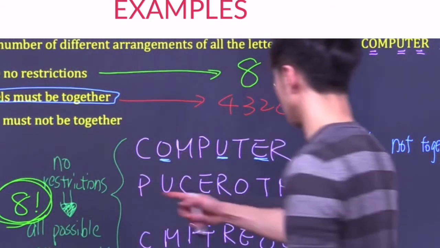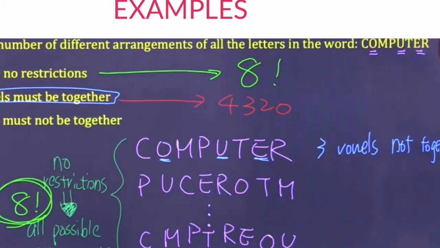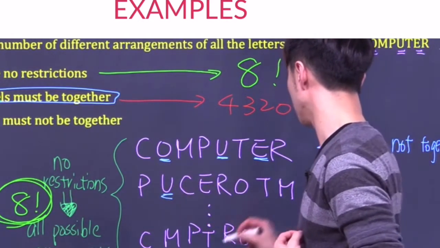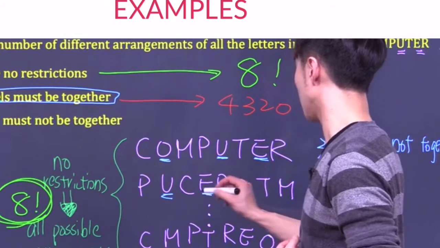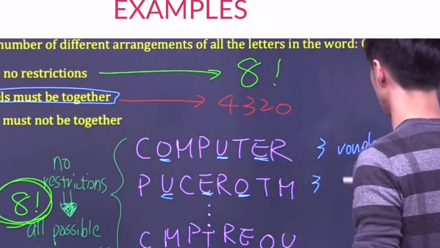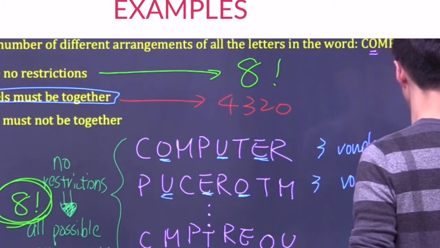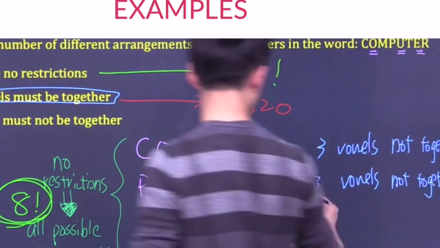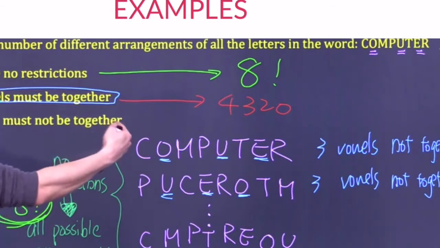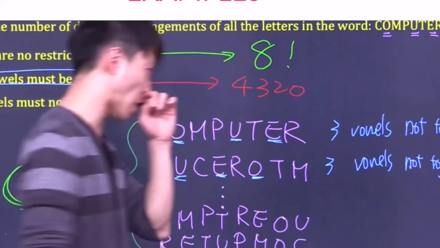Now, how about here? How about for this arrangement right here? So where are the vowels? We have U here, O here, E here. Are the three vowels together right next to each other? No. So three vowels not together. So guys, guess what? For this arrangement here, that's another successful example for the third question right here. Vowels not together.